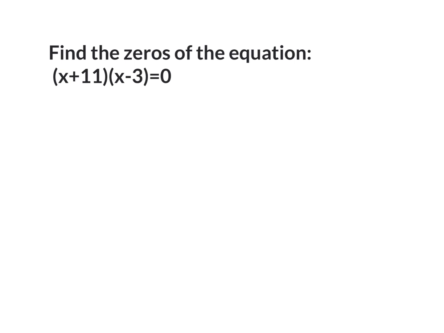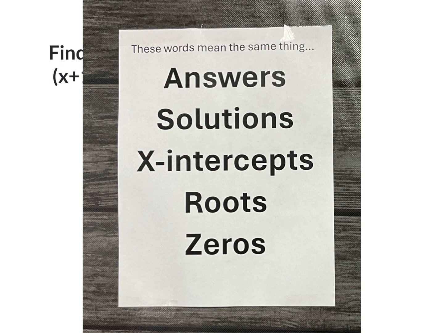Right here we have 2 binomials that are multiplied together, x plus 11 times x minus 3 equals 0. And the instructions say find the zeros of the equation. So one thing you need to know is what's posted on the wall right there. You need to know that when I ask you for the zeros, I'm asking you for the answers, for the solutions.